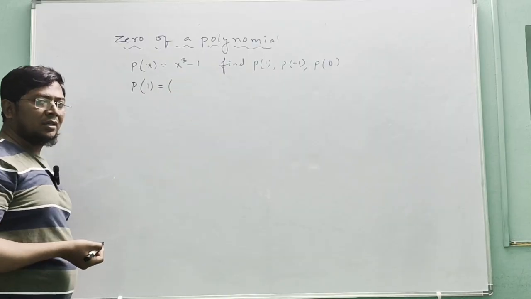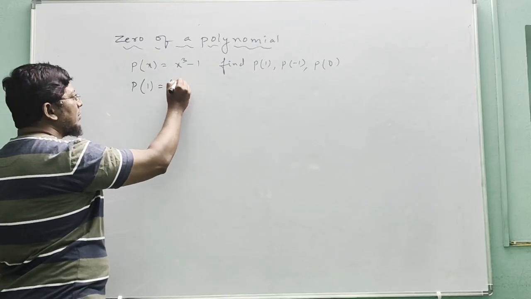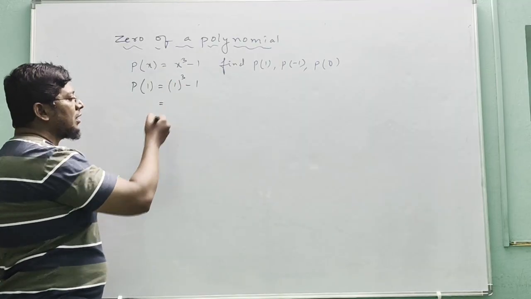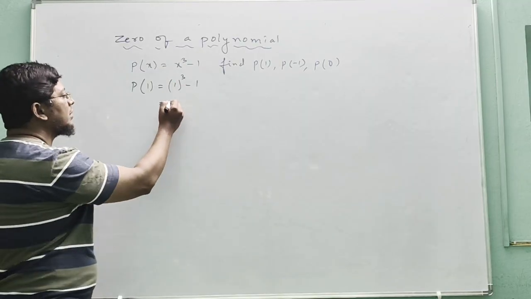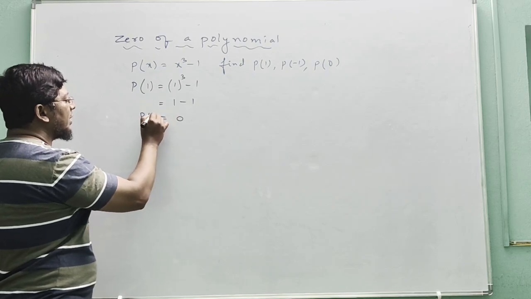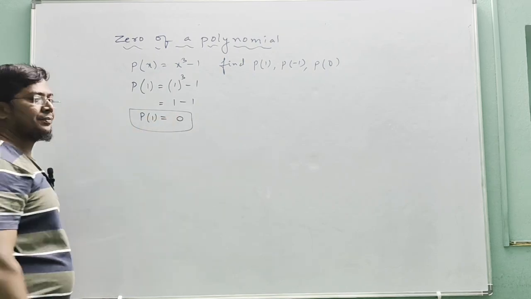x power 3. Again, in place of x we write 1. 1 power 3 minus 1. 1 multiplied 3 times: 1 into 1 into 1. What do we get? 1 only. 1 minus 1 is what? 0. So we get p of 1 is equal to 0.